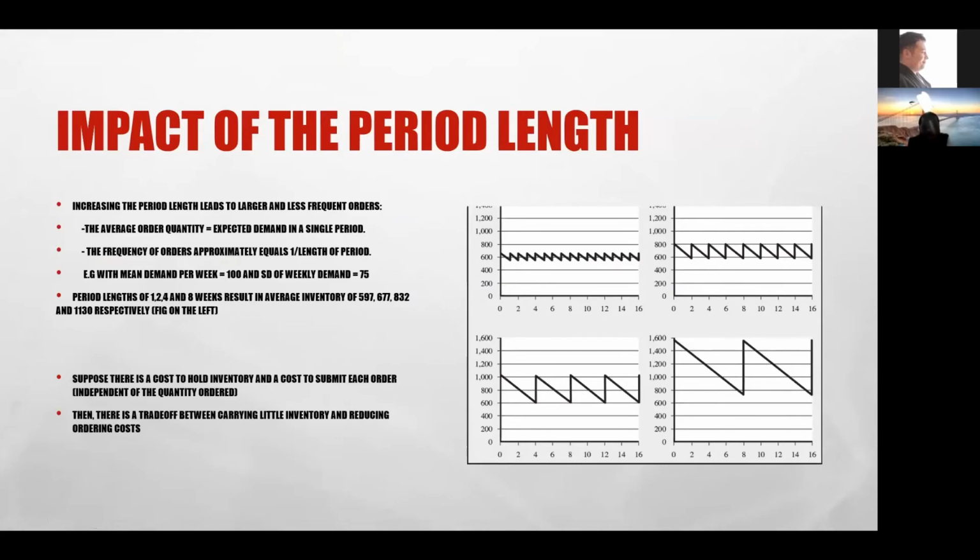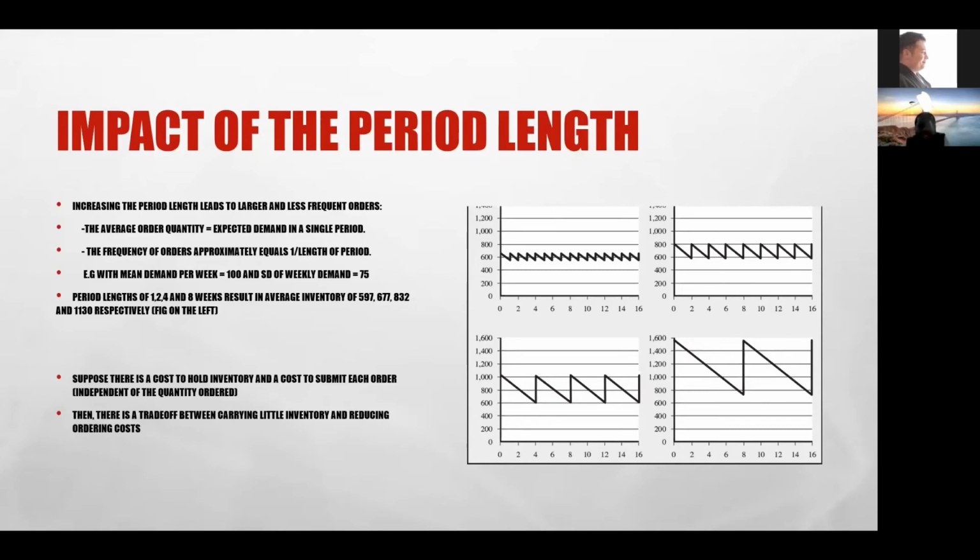Now, the next thing will be the impact of the period length. Increasing the period length leads to larger and less frequent orders. Say, for example, if we get the average order quantity, which is expected demand in a single period, the frequency of orders approximately equals 1 over the length of period. Period lengths of 1, 2, 4, and 8 weeks result in average inventory of 597, 677, 832, and 1,130 respectively.